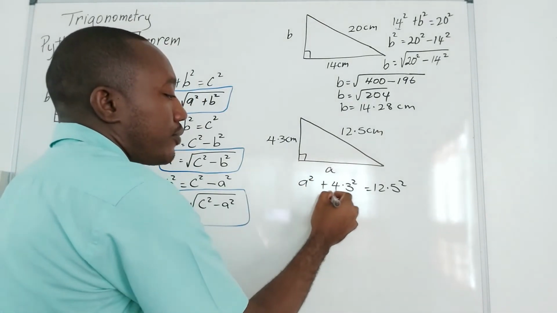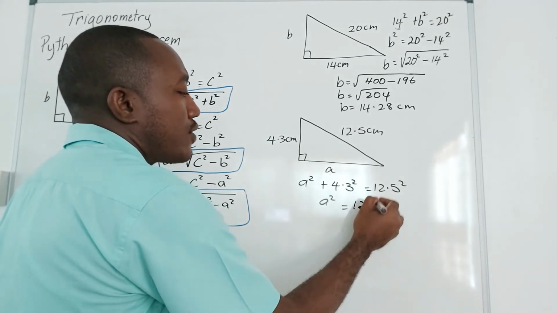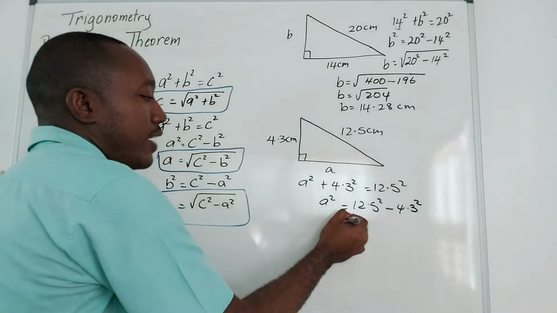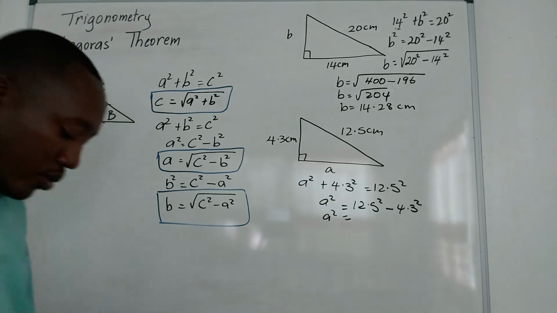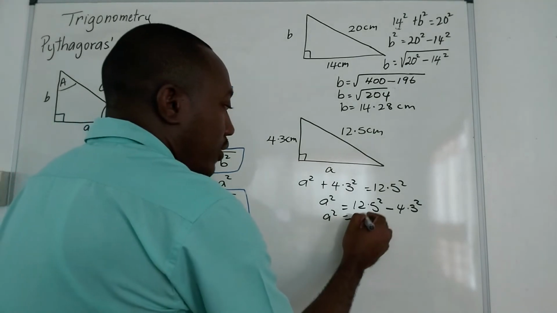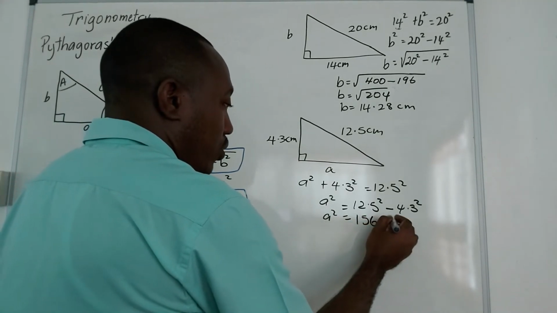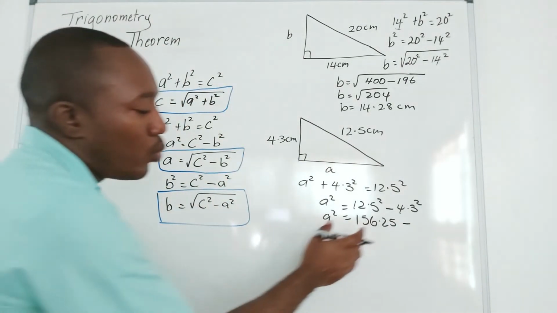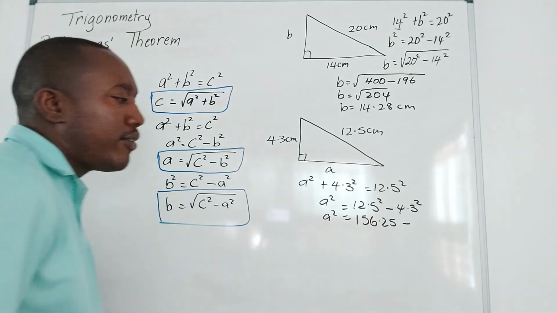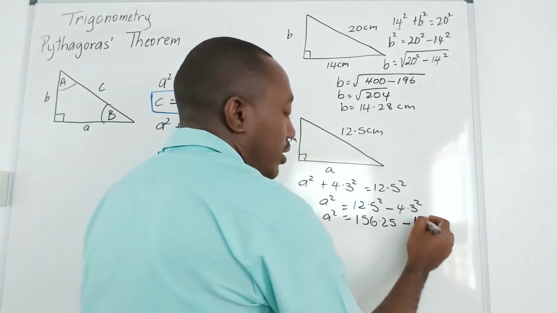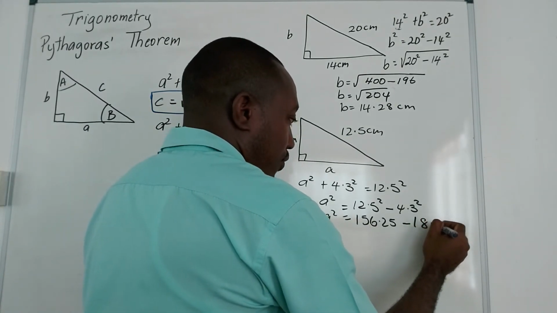So a squared is equal to 12.5 squared minus 4.3 squared. So 12.5 squared will give us what? 12.5 squared, 156.25. Boys and girls, do not rush to round to 1 decimal place quickly. This is okay to have it to 2 decimal places, right? And then we have 4.3 squared, which will give us 18.49.